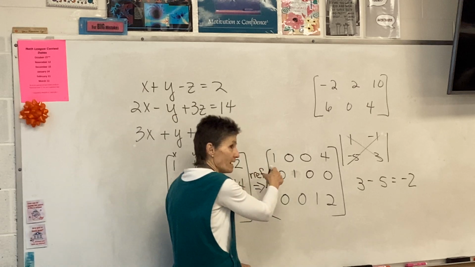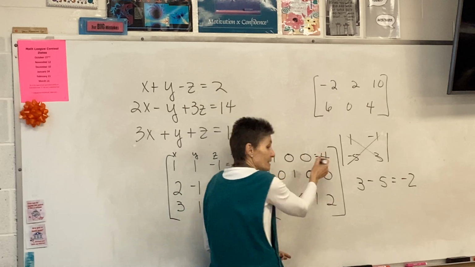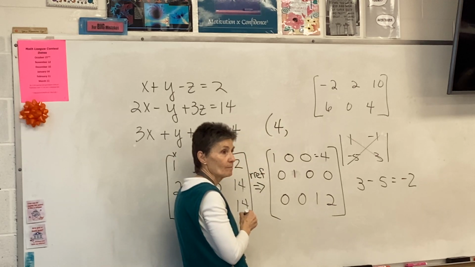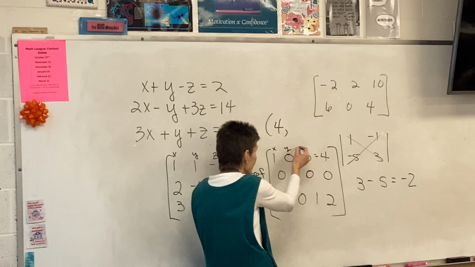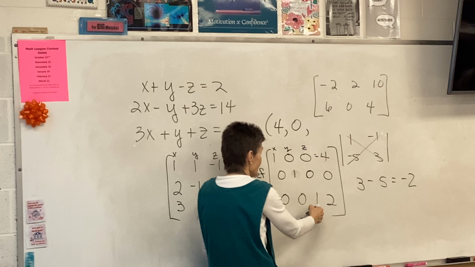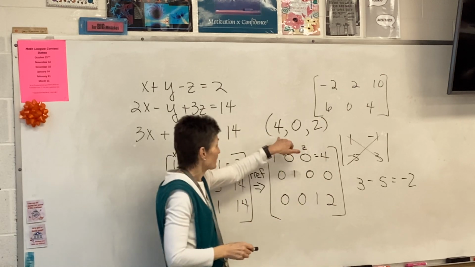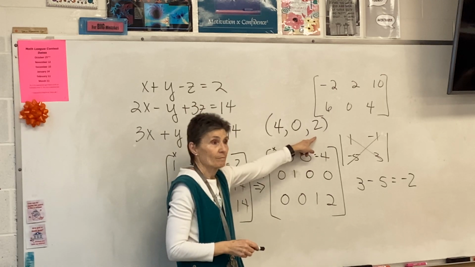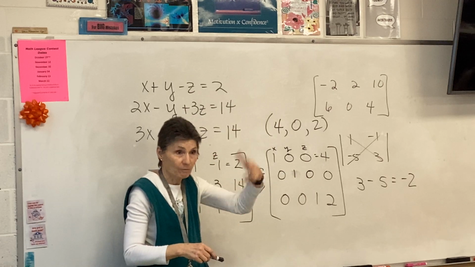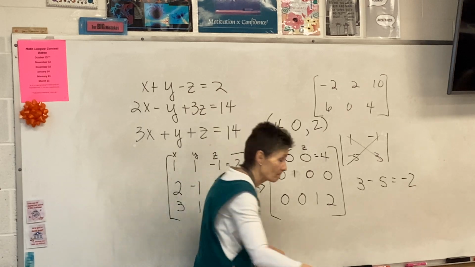So what does this say? Everything's the same. This says 1x equals 4. So in other words, x equals 4. It says 1y equals 0, and 1z equals 2. So the answer to the system is 4, 0, 2. So if you did substitution or elimination, you would get x equals 4, y equals 0, and z equals 2. All right, let's try another one.